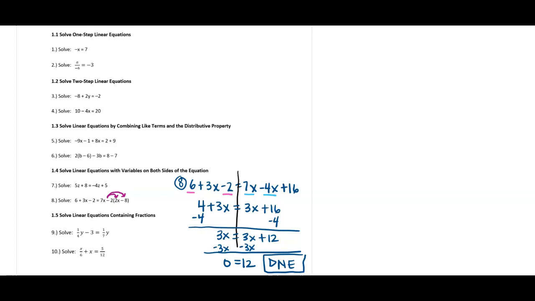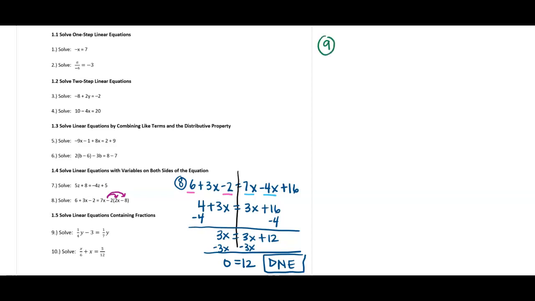Okay. All right, and let's look at maybe one of these ones with the fractions. Does anybody have a preference whether we look at 9 or 10? Or we can do both if you're feeling really worried about fractions. But let's do 9. Okay, let's do number 9.